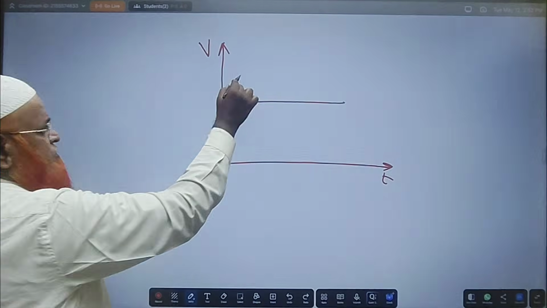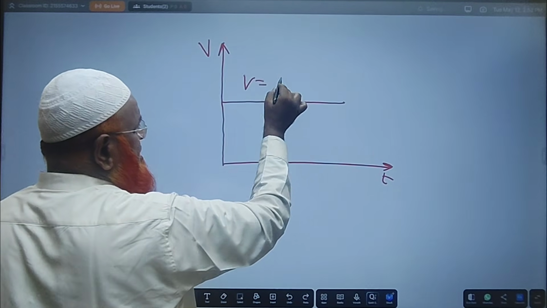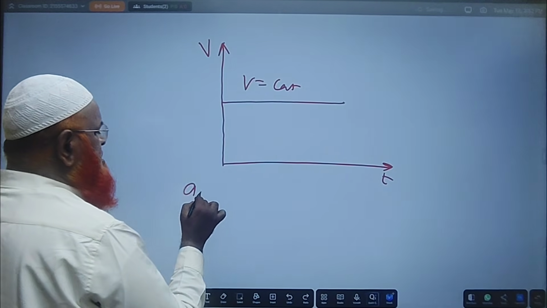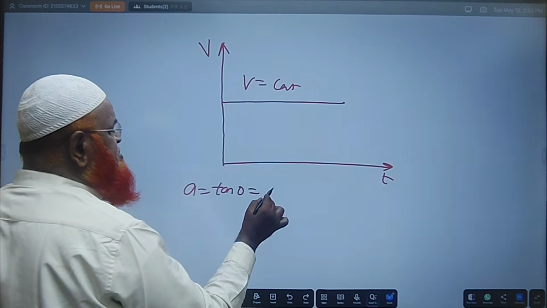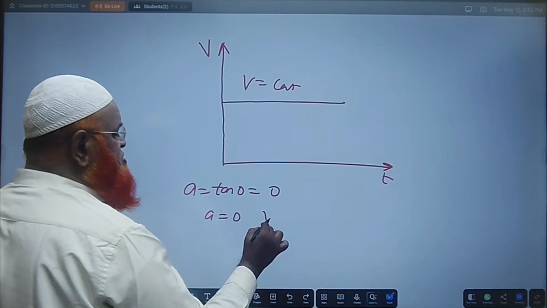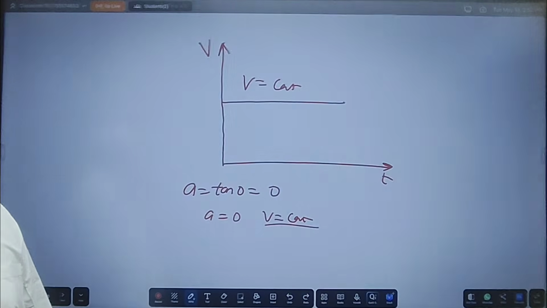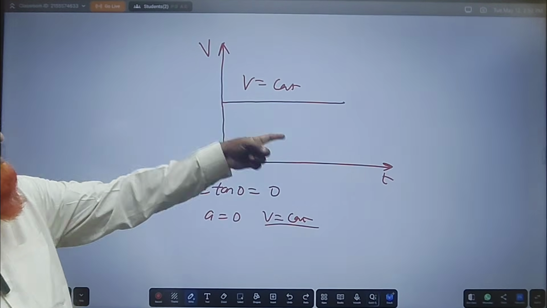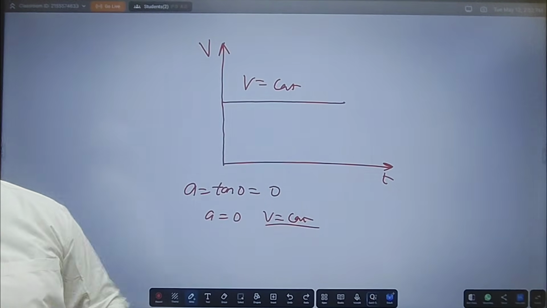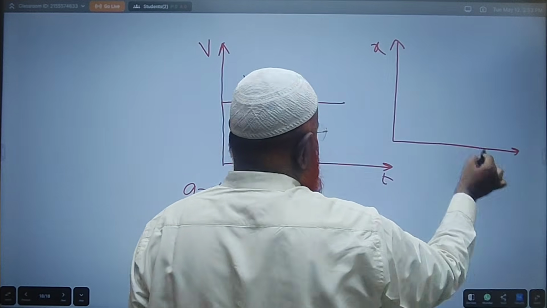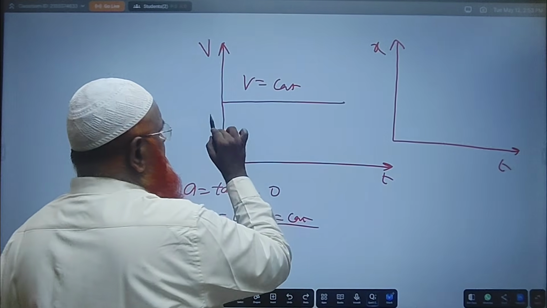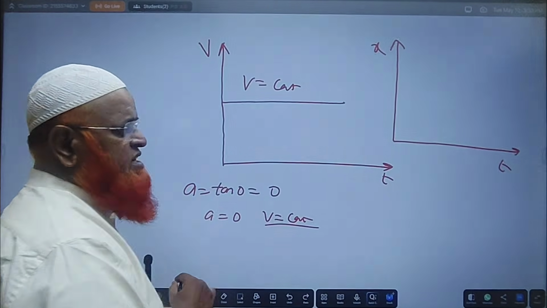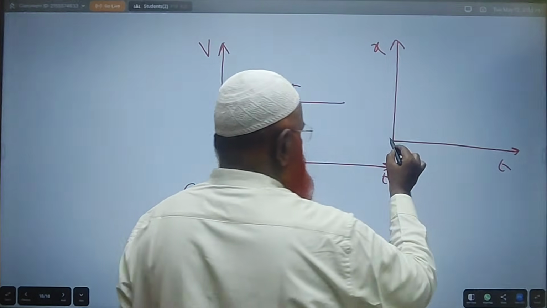For example, now see, this is a VT graph, a graph where velocity is going to be constant. Why is velocity going to be constant? Acceleration is equal to tan 0, which is equal to 0. Acceleration is 0 means velocity is uniform, velocity is constant. If I ask you to convert this VT graph into a position time graph, or displacement time graph, how will you convert it? That's it, like this. Understood?